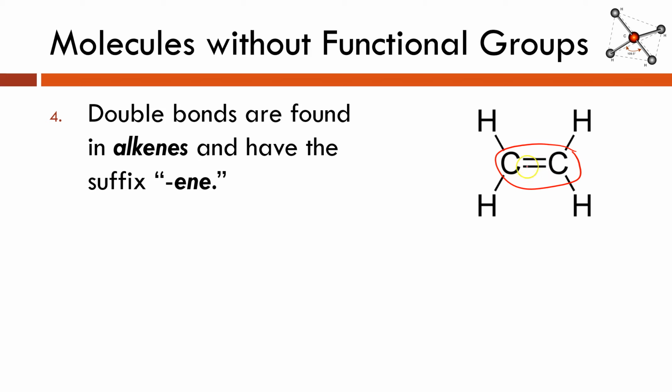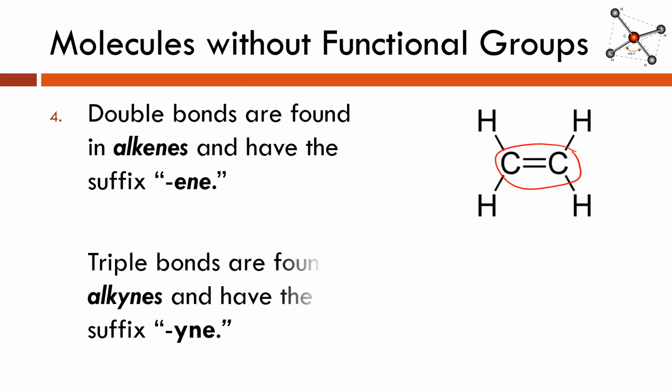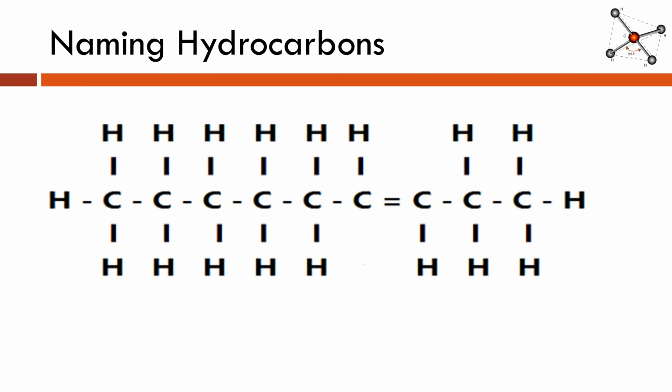There's only 2 carbons bonded together, so we don't really need to provide a locator number there. And in a triple bond, if a triple bond is present between carbon atoms, that is an alkyne, and we need the suffix -yne. So this, C2H2, this is going to be ethyne. Again, we don't really have to say where the triple bond is because there's just the 2 carbon atoms. So that's what they're going to look like.